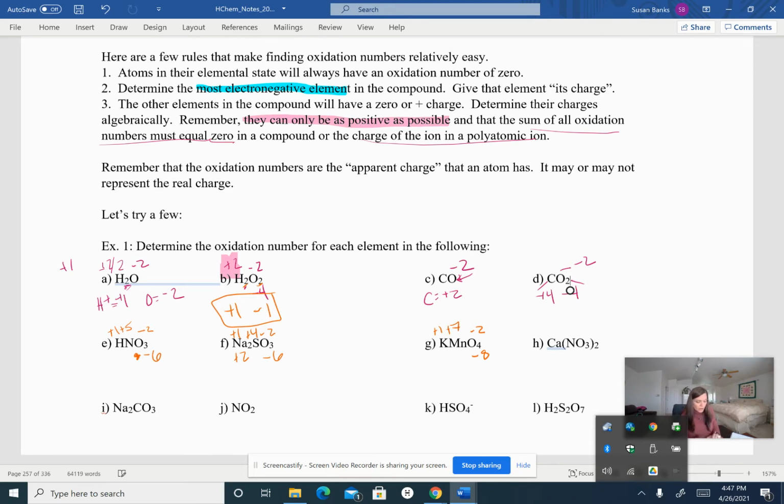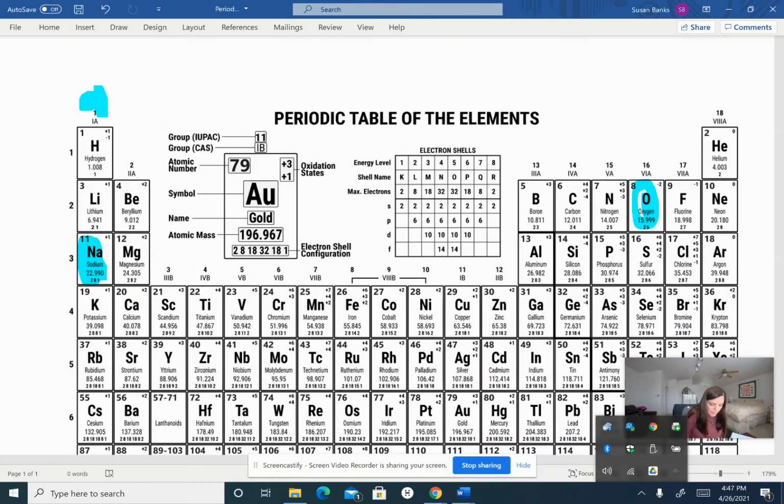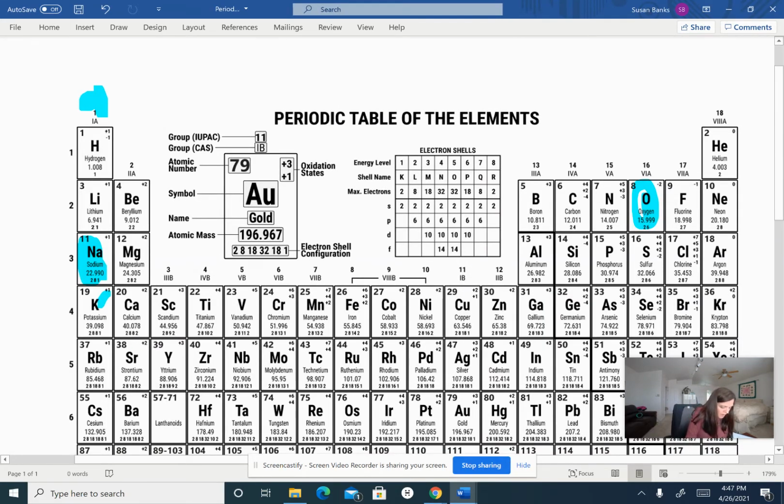+7. And you're like, hold up. Does manganese have 7 valence electrons to give up? Let's check it. So manganese, here we go. We've got 1, 2, 3, 4, 5, 6, 7 valence electrons that we can give up. So yeah, manganese can actually have a +7 charge.